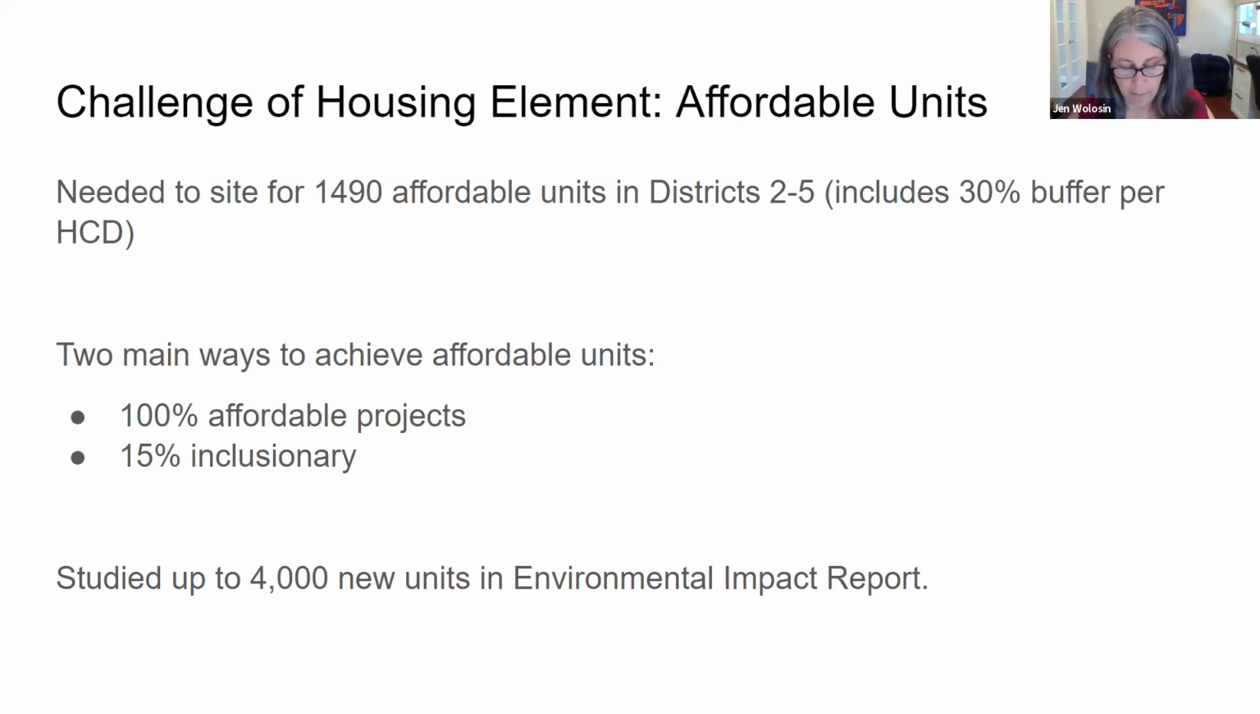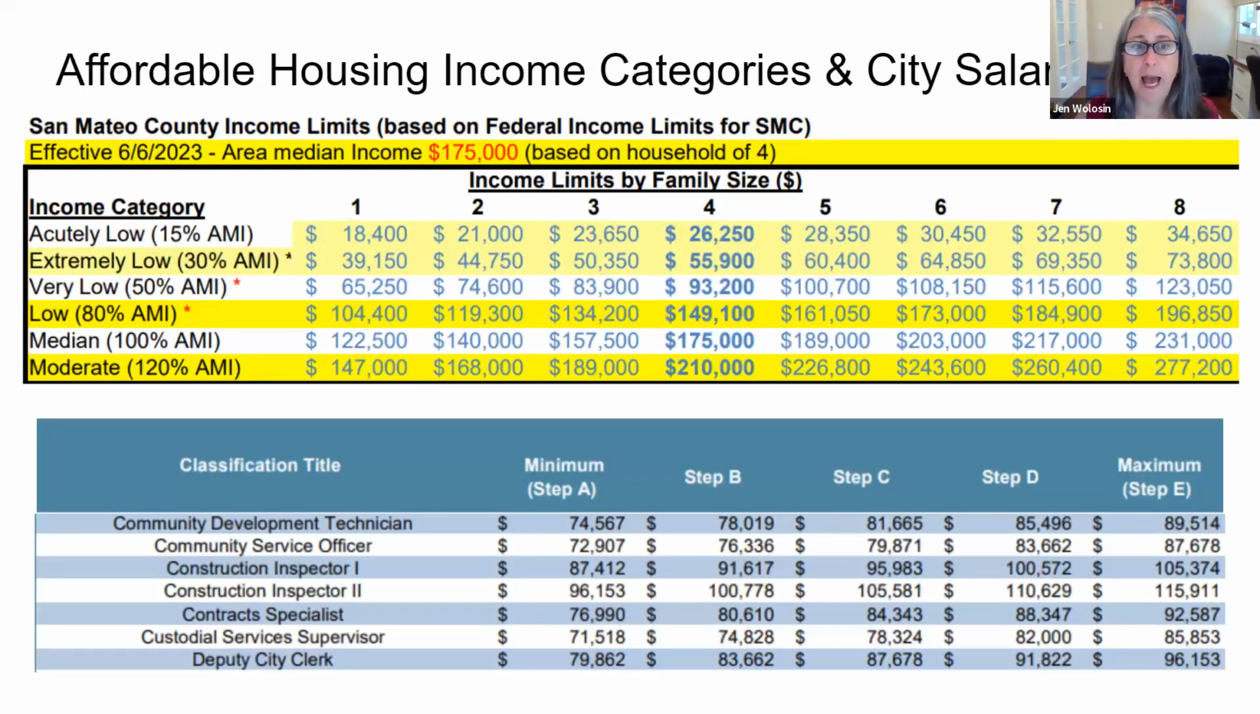And so we've studied up to 4,000 units to achieve almost 1,500 affordable units. Just to, again, do a quick recap, affordable might not be what you have in mind. New data was just released in June of this year, showing that the area median income for San Mateo County for a household of 4 is $175,000. That means that a single person making $104,000 a year is considered low income.